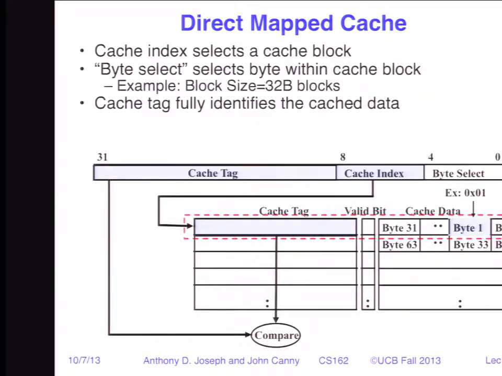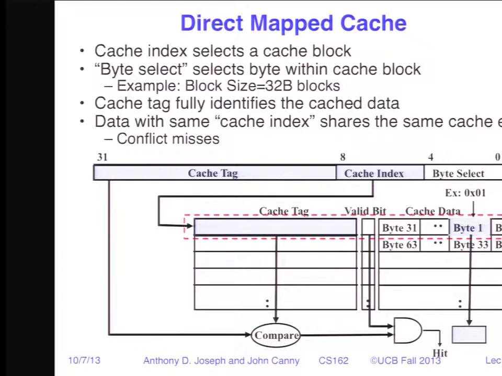And then we use the cache tag to compare against the tag of this entry to see if this entry is actually what we're looking for. Remember, with direct map, there's only one place it can go. And so if this does not equal, then we know it's not stored in the cache. We also have to check the valid bit. So we do a comparison first, and then we check the valid bit. If they all match, we have a hit, and we have the byte we want. So we can return that byte. Again, data that has the same cache index is potentially going to cause conflict misses, because they'll all map to the same line of the cache.